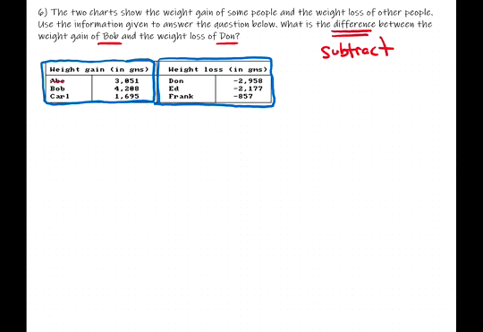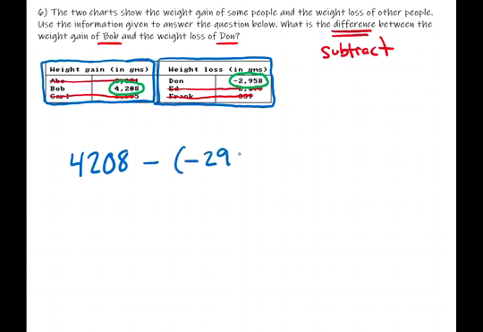So we don't need Abe, we don't need Carl, we don't need Ed, we don't need Frank. We're just looking at, let's switch back to green, we're just taking Bob's weight gain, and we're looking at Don's weight loss, and we're subtracting those two. So Bob is 4,208. Don is a negative 2,958.